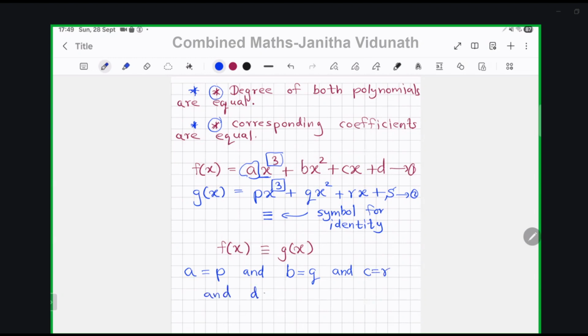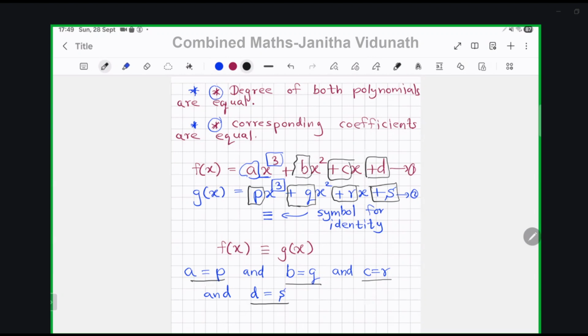And d also needs to be equal to s. That means corresponding coefficients need to be equal. Here the x square coefficient is plus b, and here the x square coefficient is plus q. Those two need to be equal. Here the coefficient of x is plus c, and here the coefficient of x is plus r. Then these need to be equal. Here the constant term is d, and here the constant term is plus s. Then these should be equal.